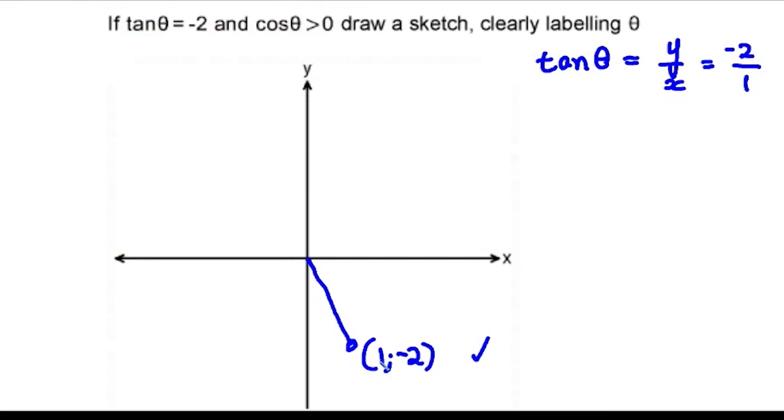Y over x, negative 2. We can now use Pythagoras to work out our r value, right? This as a length is 1 and this as a length is 2. 1 squared plus 2 squared, 5 square rooted, that is our radius.